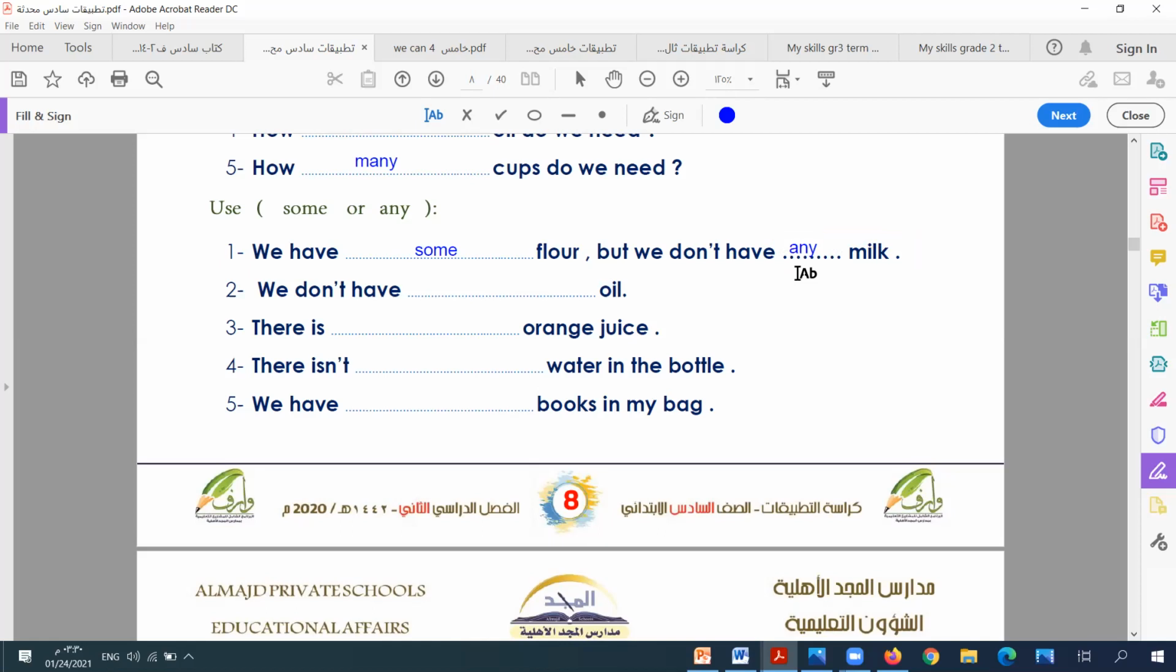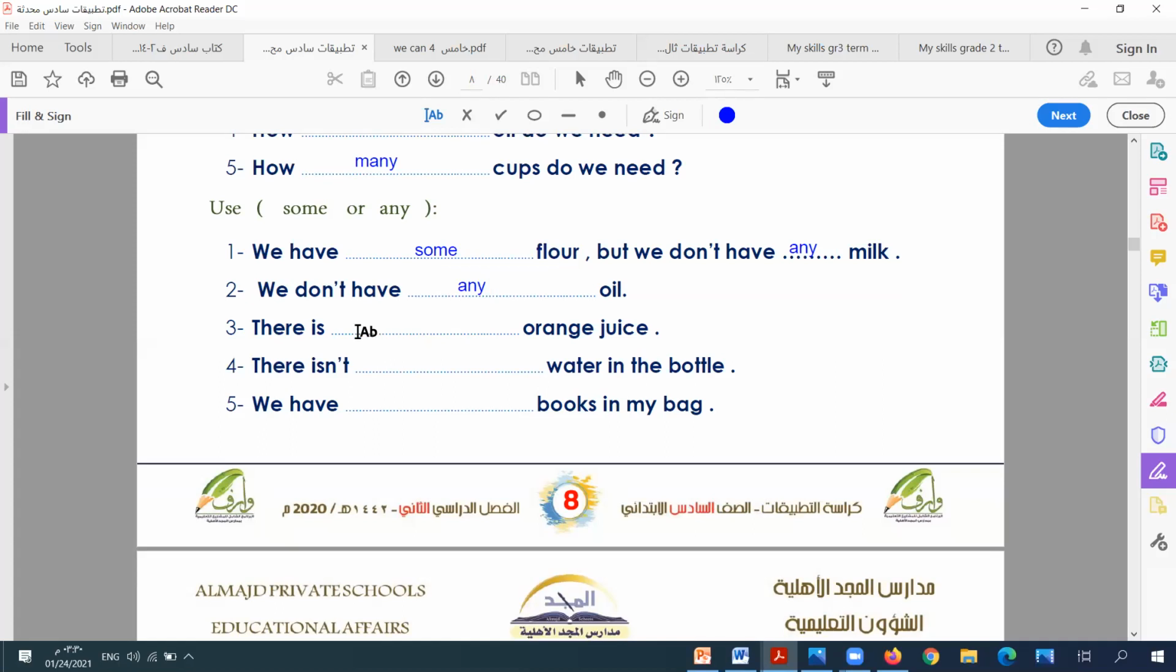Any milk. The same sentence has some and any. Why? The first part was affirmative, the second part negative. We always look for the negative, any, and the affirmative, some. Number two, we don't have, who can say it? Very good. We don't have any, because we talk about negative here. We don't have any oil.